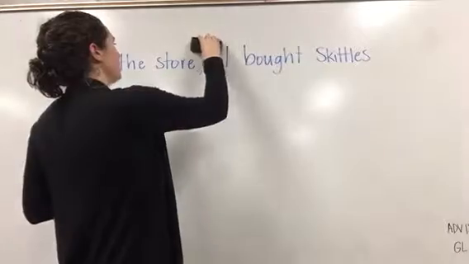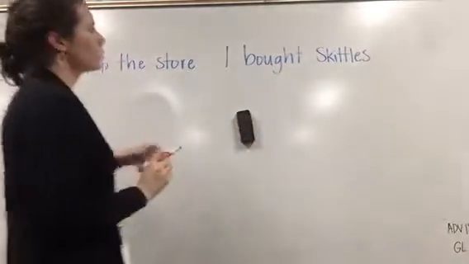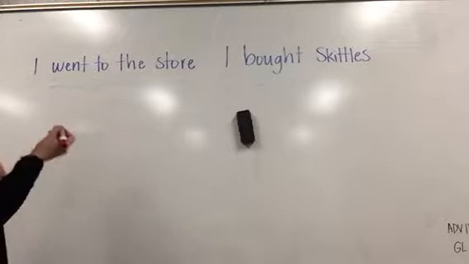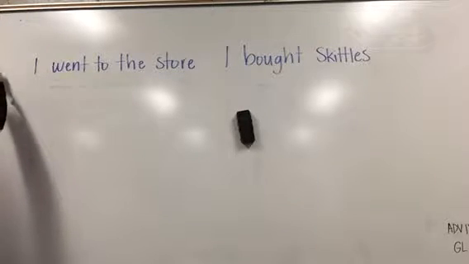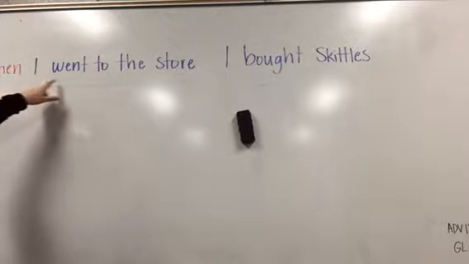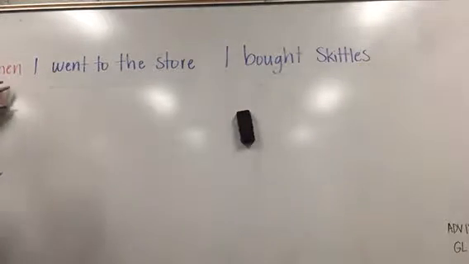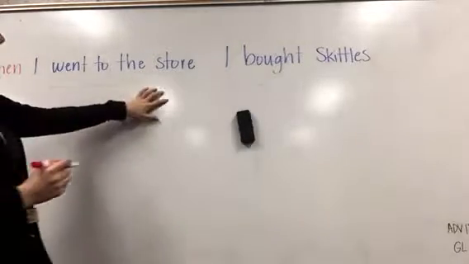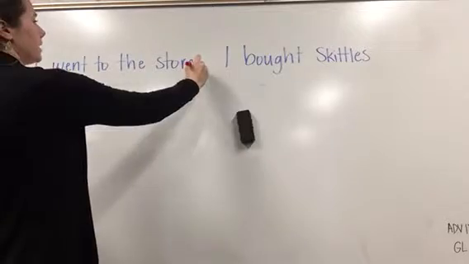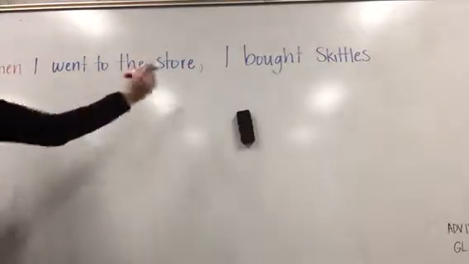And my final option is turning one of these independent clauses into a dependent clause. And I can do that just by adding one word at the beginning. So if I add this word, "when I went to the store," I still have my complete subject and my complete predicate, but this is now a dependent clause. So when I have an intro dependent clause, I put a comma here to separate it from the rest of it.